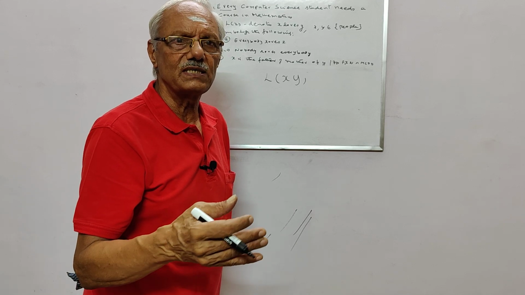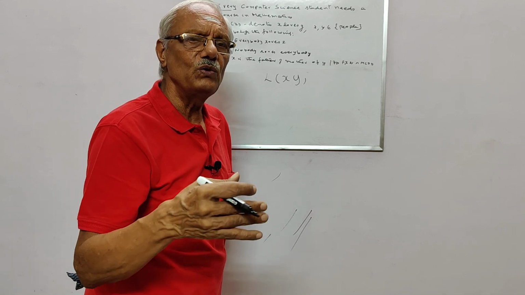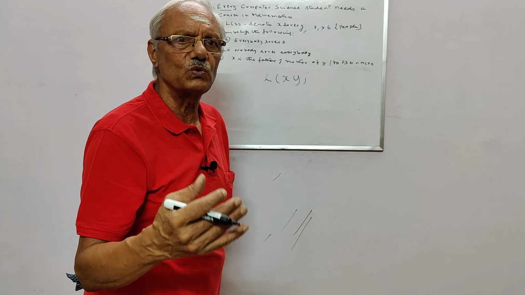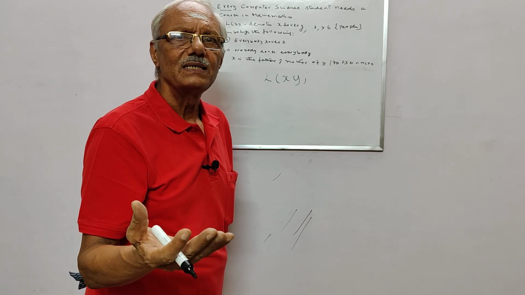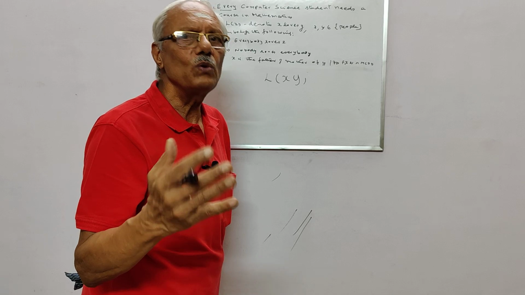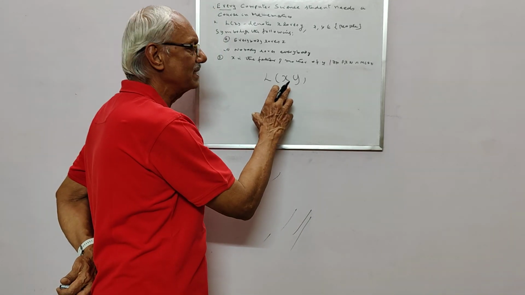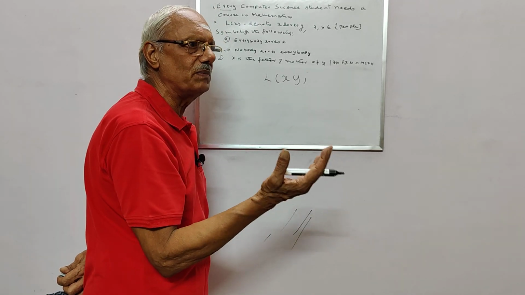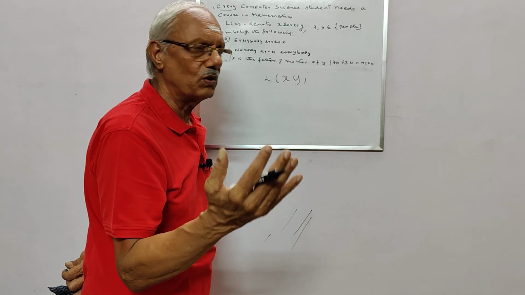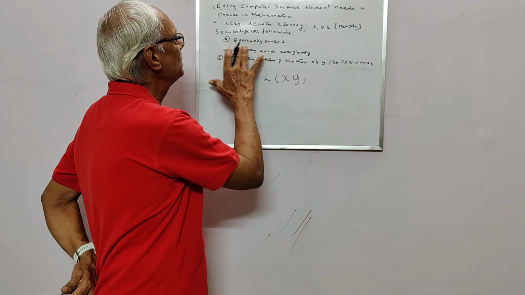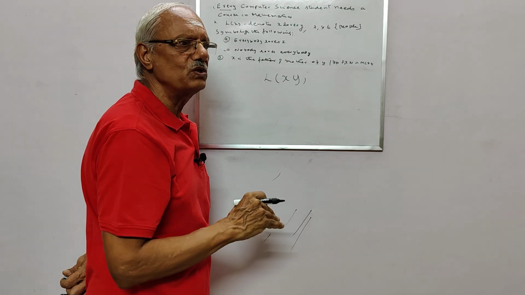So here you see that the set of human beings, and your universe of discourse is well understood: it is the set of all human beings. So L of xy means x is a human being, y is a human being, and x loves y. That is our understanding.